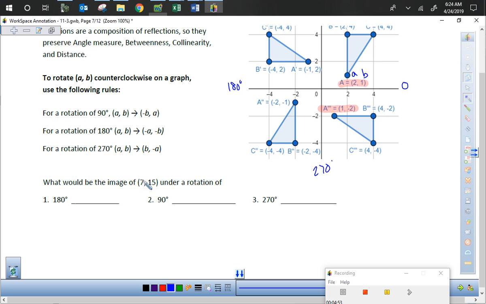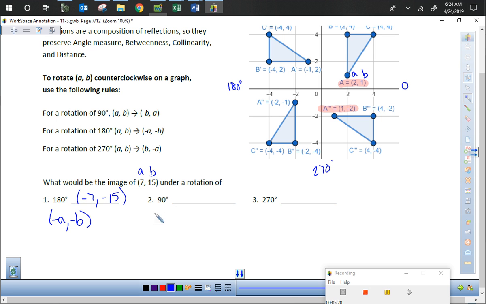What I want you to do here is just write this: above the 7 is our A value, above the 15 is the B value, and for 180 degrees we want negative A, or opposite of A, and then opposite of B as well. For that we would do the opposite of 7, so negative 7, and the opposite of 15, negative 15.